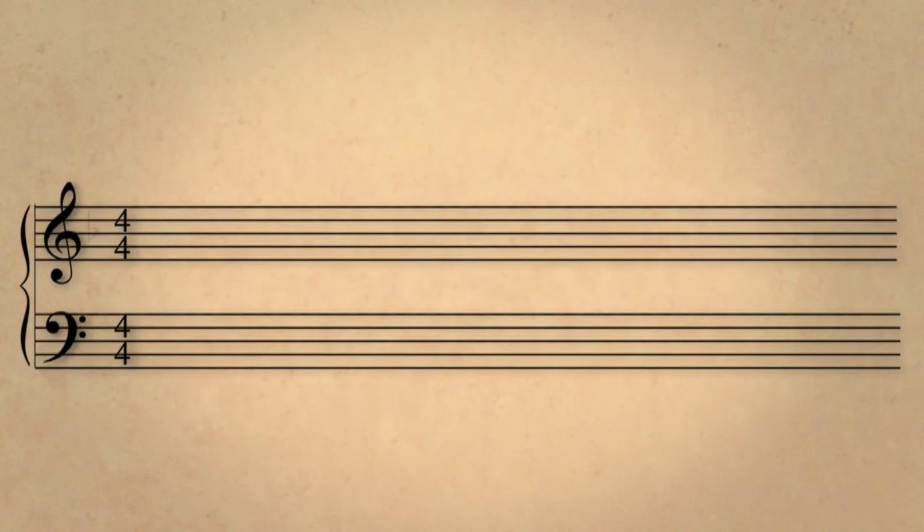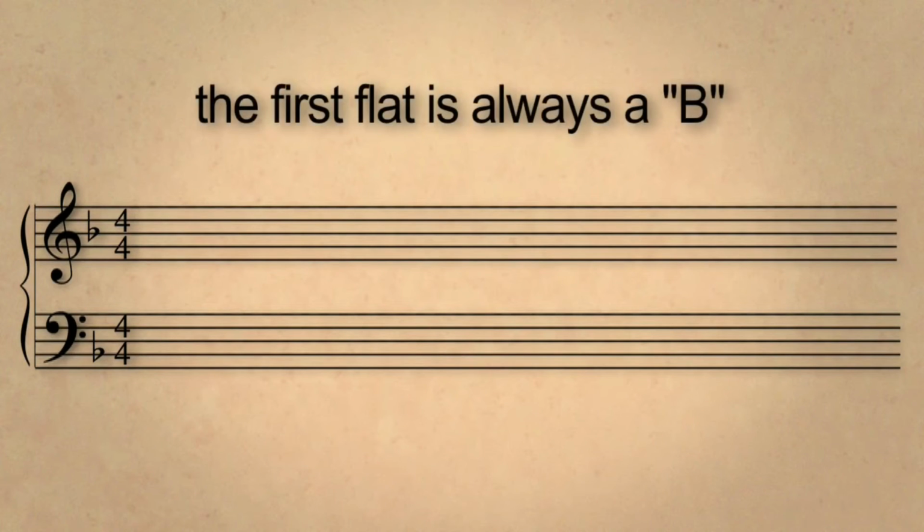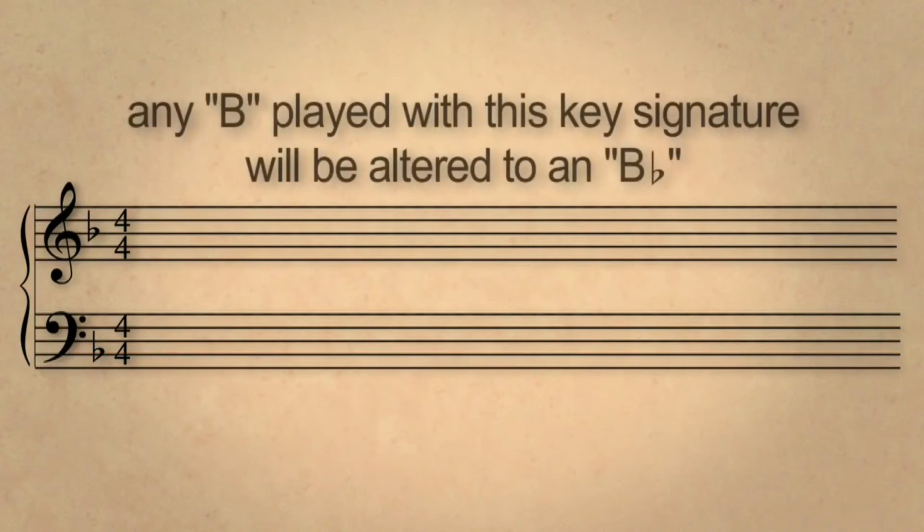Let's look at one flat in the key signature. The first flat is always a B. In treble clef, it's on the third line. In bass clef, it's on the second line. Again, that means that every B written will be a B flat without the need to add the flat sign before the note.